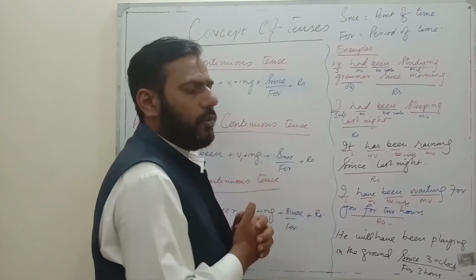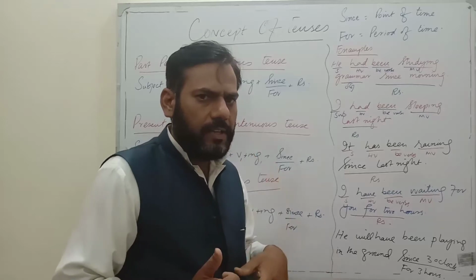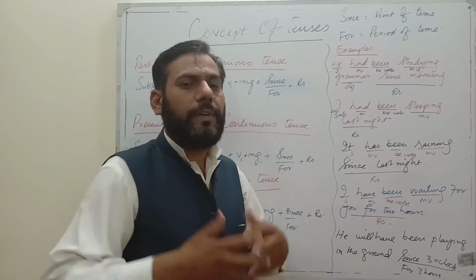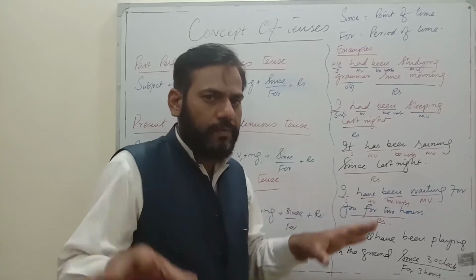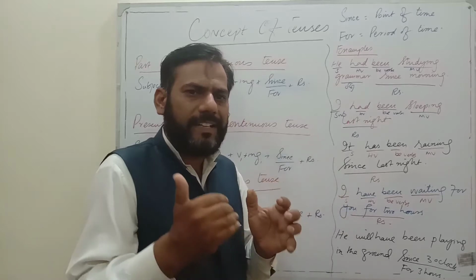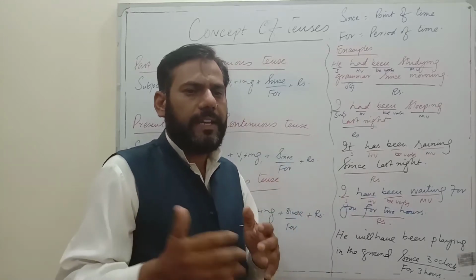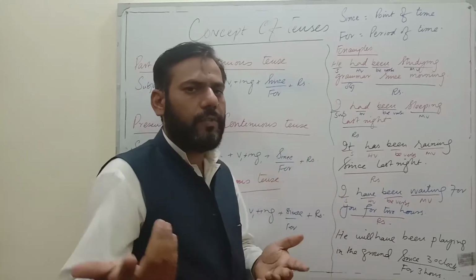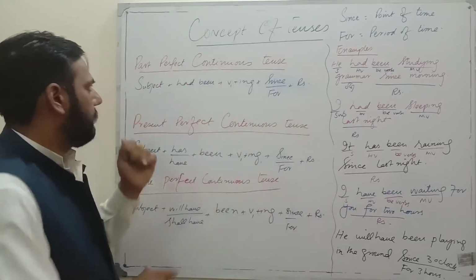Actually, the perfect continuous tense is a concept which shows a duration of time: when the activity started and to what extent it has been in progress. It has been in progress for the same time. Look at the sentence here.